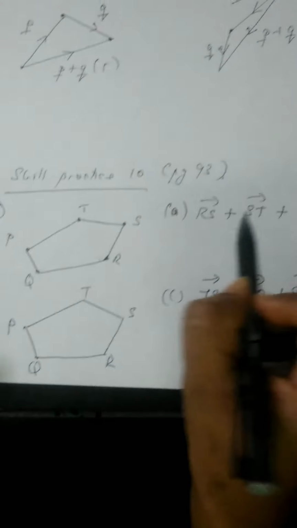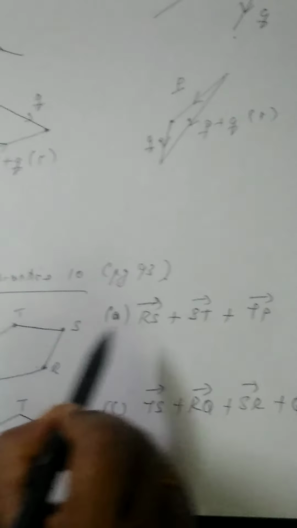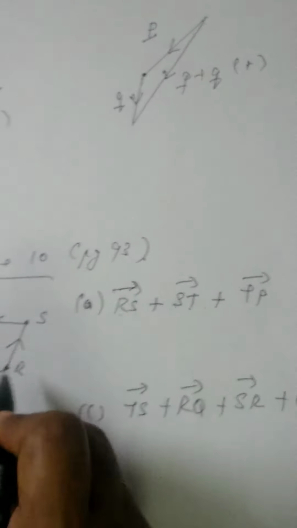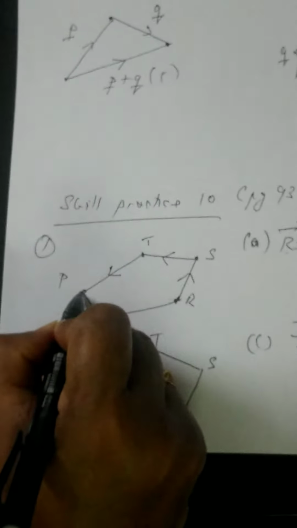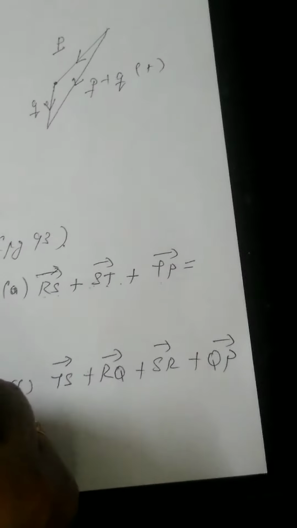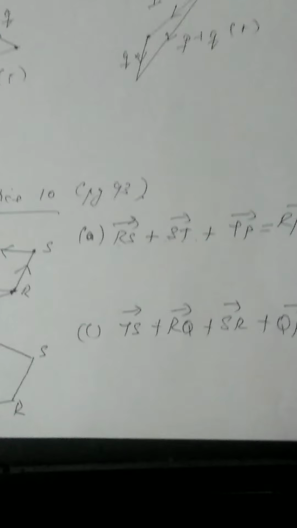This is a polygon, a pentagon. We start off with RS, which means the vector is moving from point R to point S, so it's this way. ST, S to T, this way, and T to P, this way. So the vector starts here and it ends here. That means my resultant will be vector RP, based on the pentagon given to us in the question.